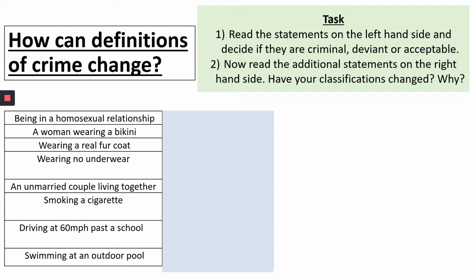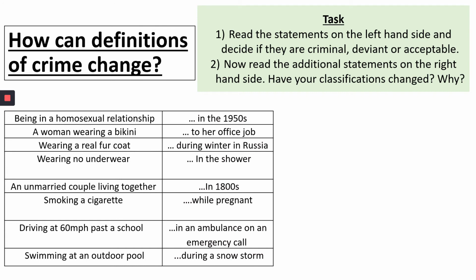Driving past a school at 60 miles an hour, obviously it's illegal. Usually it's 20 or 30 miles an hour outside schools. So we would say that's probably going to be one that's breaking the law and therefore criminal. However, if we reveal some more information about these situations, it perhaps changes things. So driving past the school at 60 miles an hour in an ambulance on an emergency call would not be a criminal act, or it wouldn't be deviant either, so it would therefore become an acceptable act.